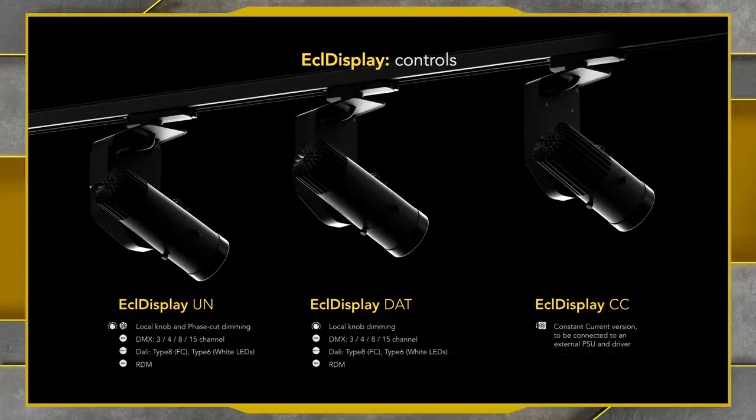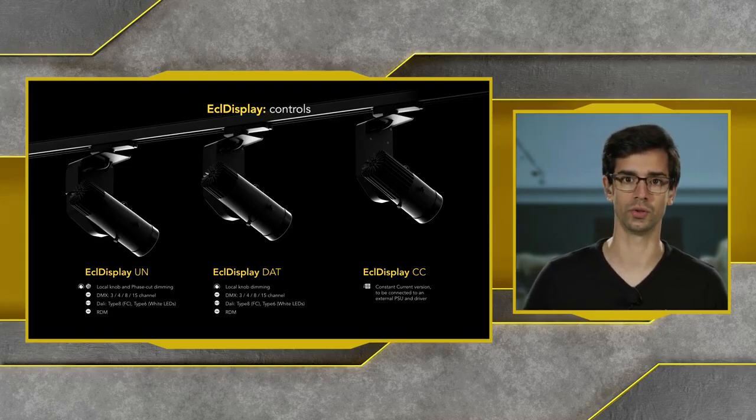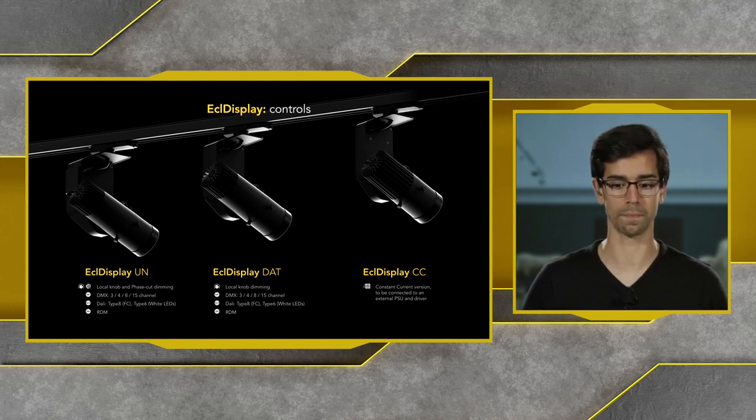Finally, the ECL display CC, that's the constant current version. The ECL display CC was really made to replace and retrofit older installations, so just replace them with an LED spotlight alternative. You can connect the units to an external PSU, an external driver, so all the controls are not on board of the unit. They're external controls, and you just plug those controls straight to these units as you replace the older fixtures, for example.